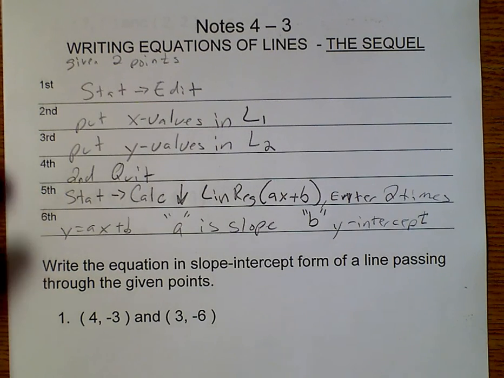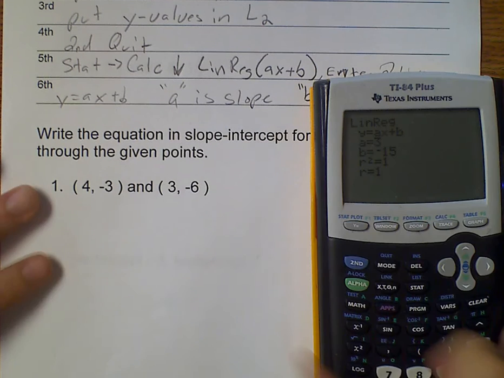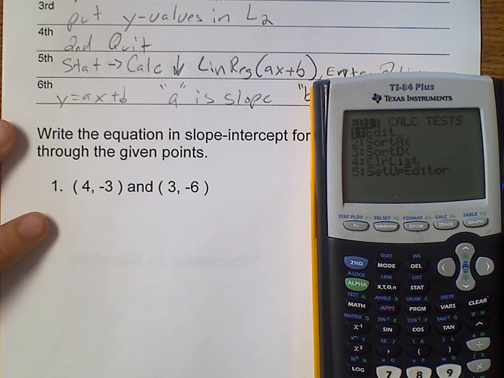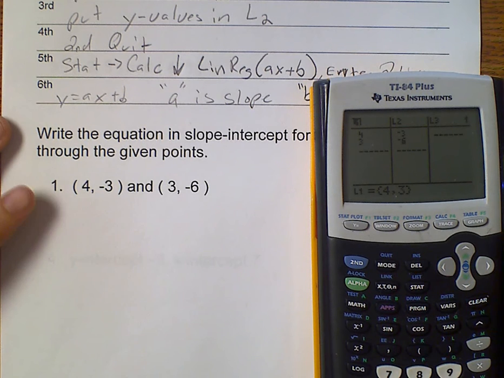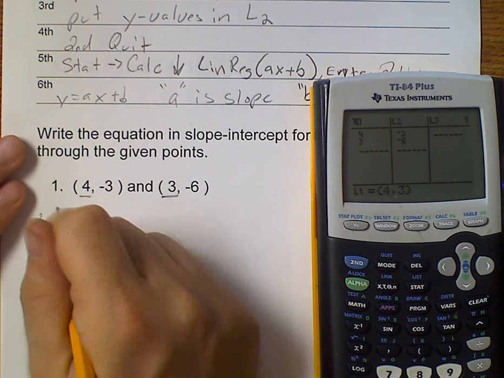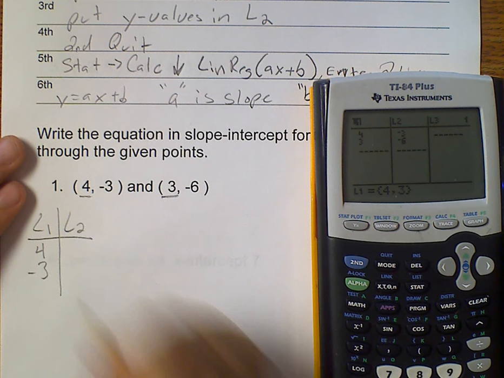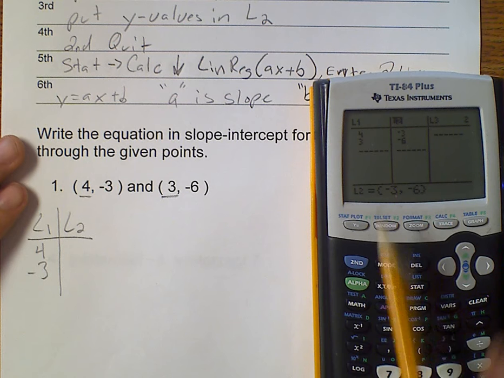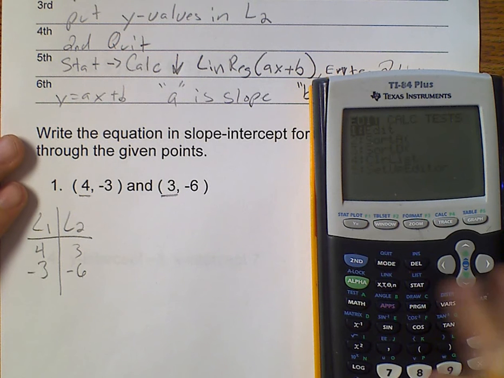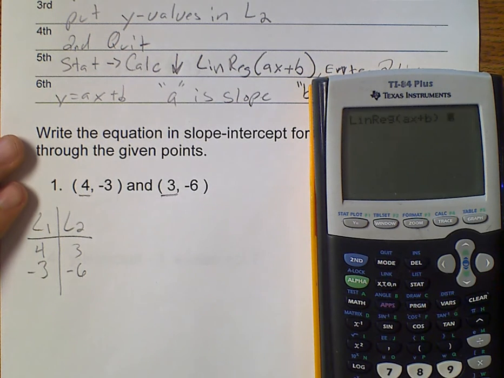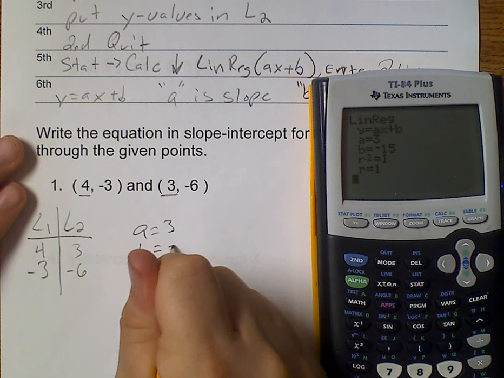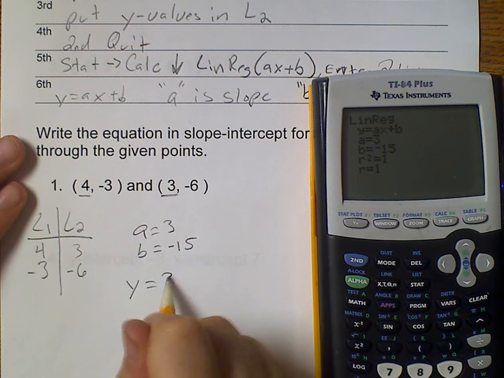So let's go ahead and see what we get. Again, just going to review. I'm going to go to Stat. The very first thing that pops up is Edit. I'm going to hit Enter. In L1, I'm going to put my x values, 4 and -3. In L2, I'm going to put my y values of 3 and -6. I get out. I go over to Stat, Calculate, Linear Regression. And it tells me that a equals 3 and b equals -15. So y equals 3x minus 15.